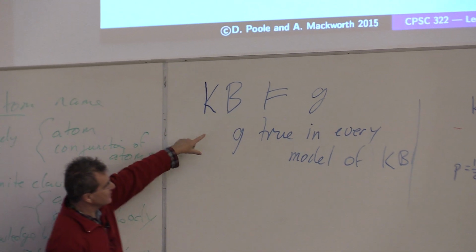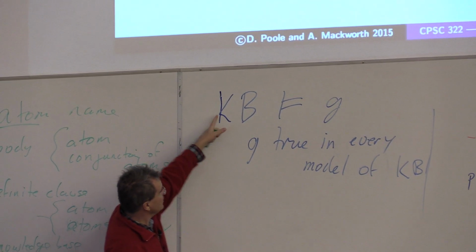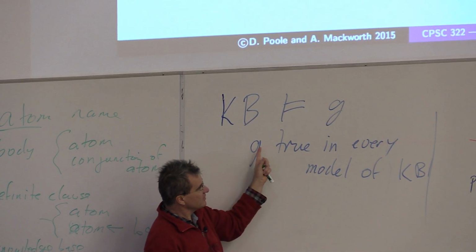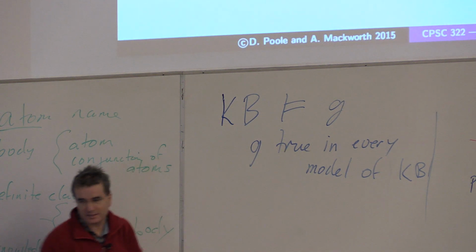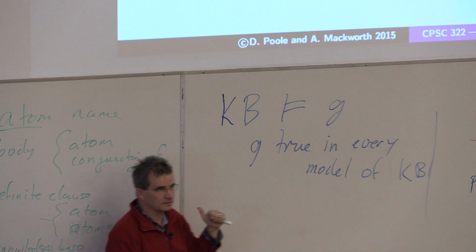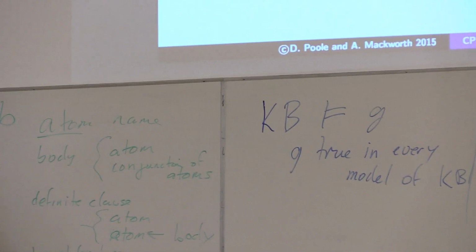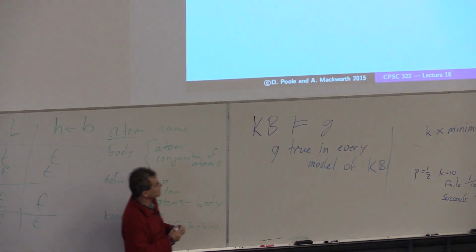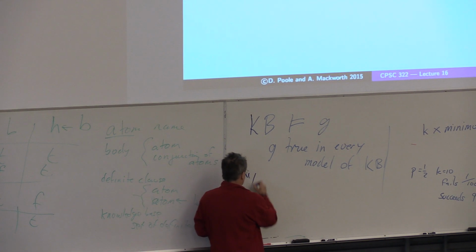So this one says there's no model in which G is false. The last one is just saying this in the same way. G is true in every model, so there's no model in which G is false. Okay, so that's the definition we're going to give of logical consequence. This is called logical consequence.